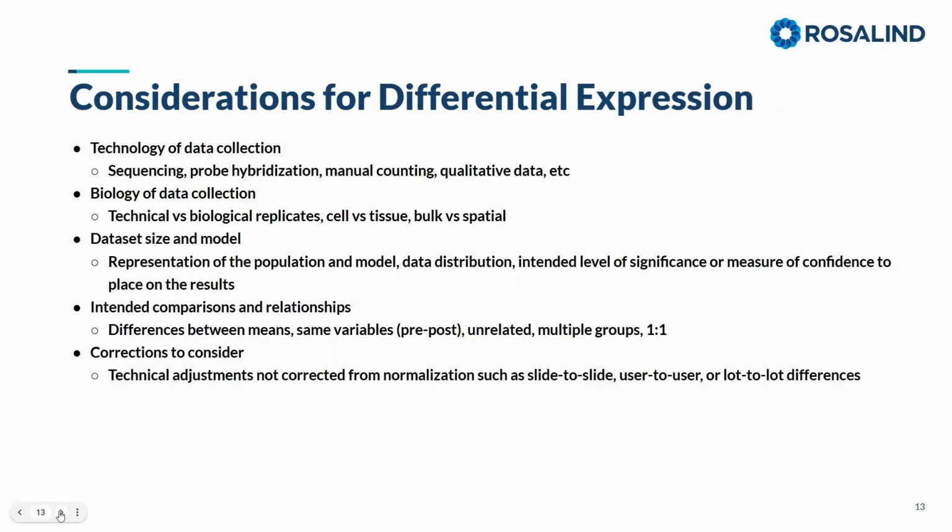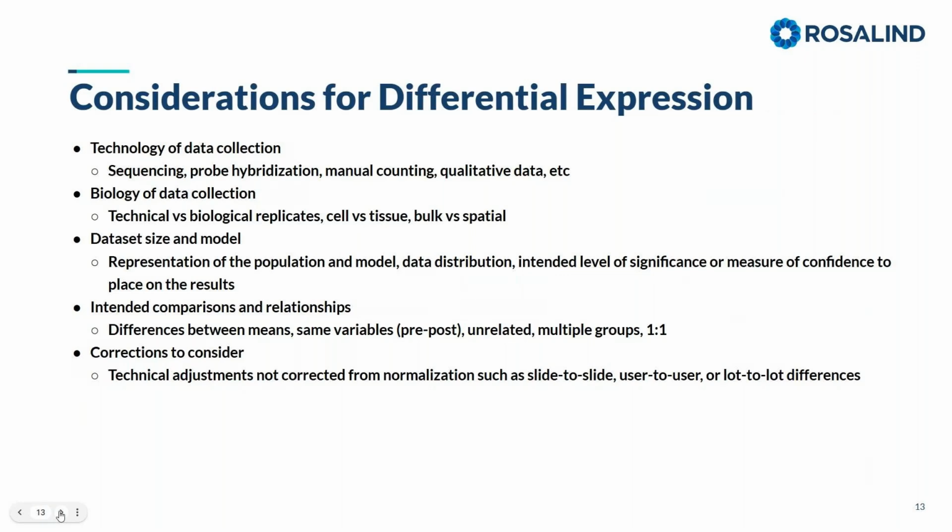And then how do you intend to compare your data itself or these relationships? Are you looking at a generic difference between means? Are you looking at the same variables, like a pre and post study, multiple different groups, or one sample versus one sample? So there's a million different things you could do here. And then of course, additional corrections to consider.